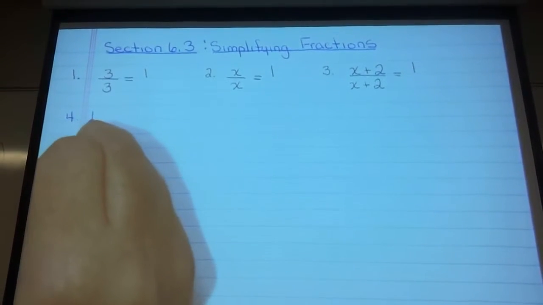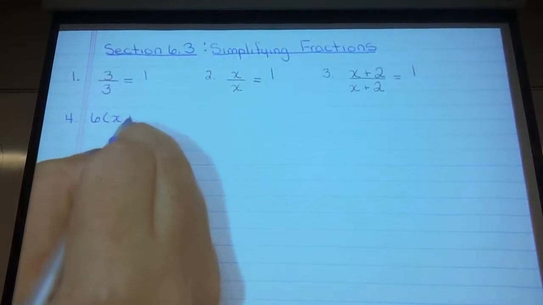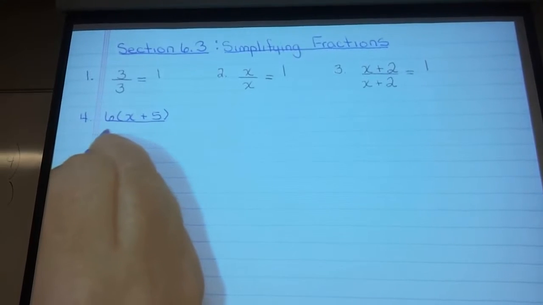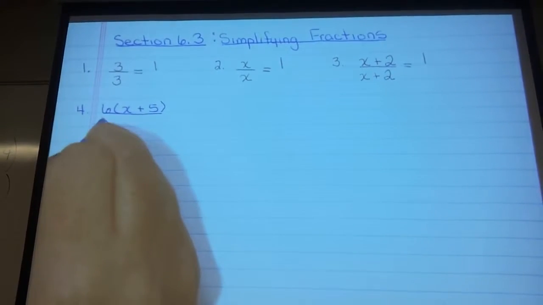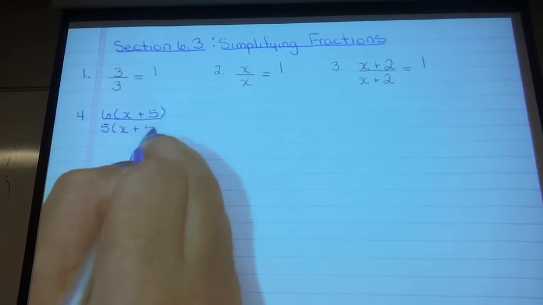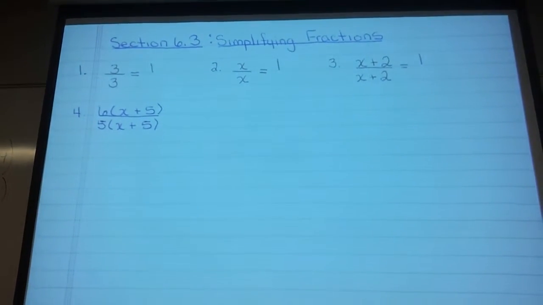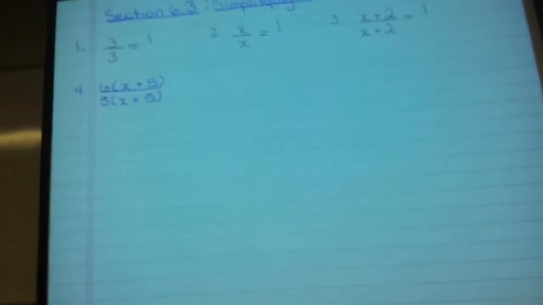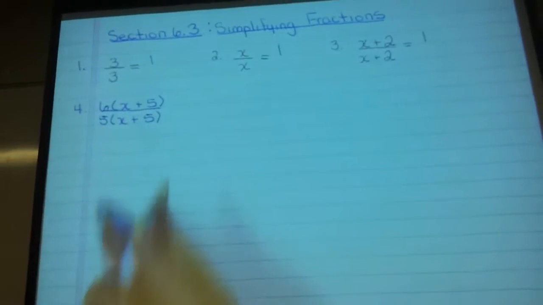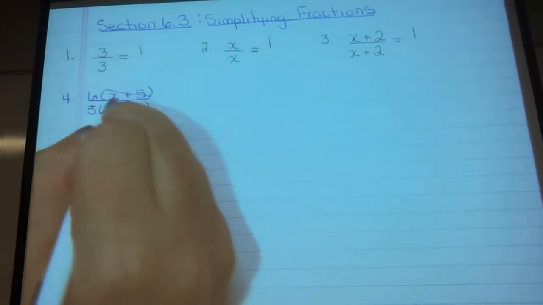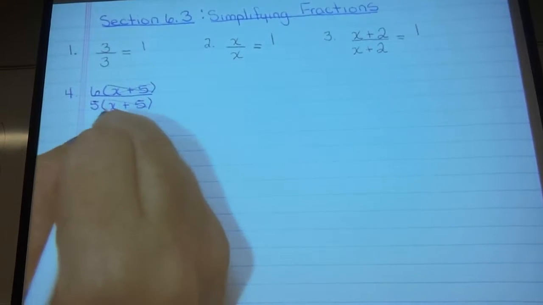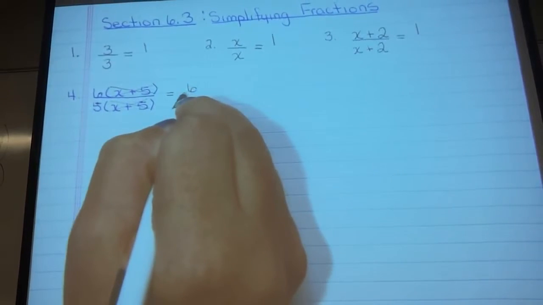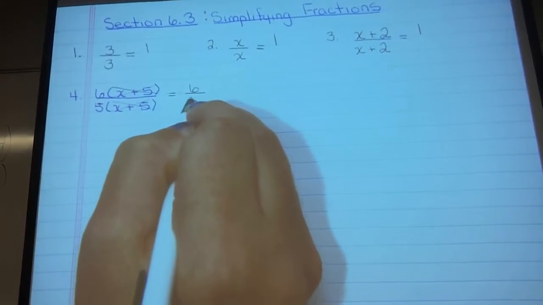So, let me show you an example of what I mean by simplifying expressions. Let's say we have 6 parentheses x plus 5 over 5 parentheses x plus 5. It's a little different than what you've seen. But notice, on top and bottom, what is your common expression? x plus 5. So we know those really just equal 1, so they just cancel each other out. So what are you left with on the top? 6. And on the bottom? 5. And you are now reduced.